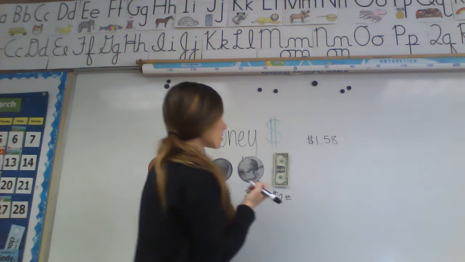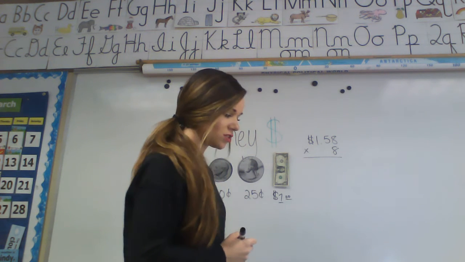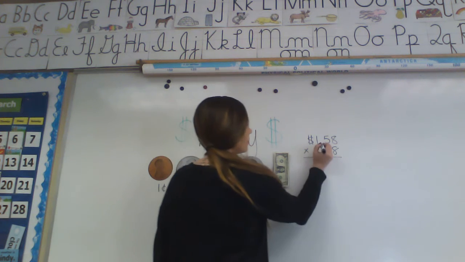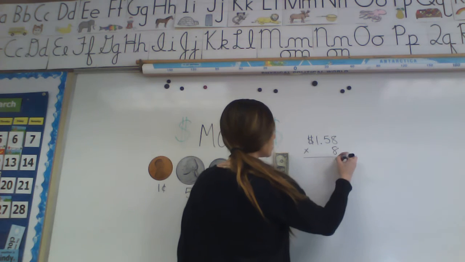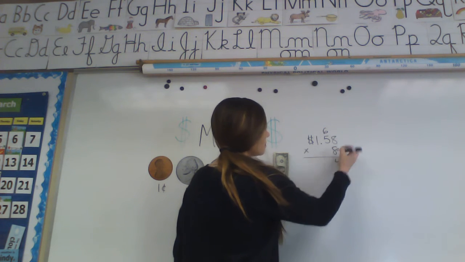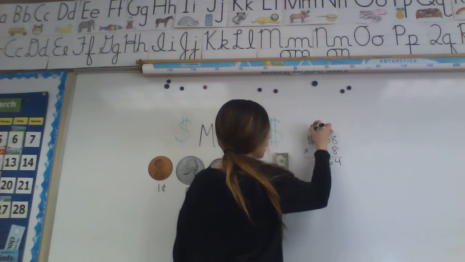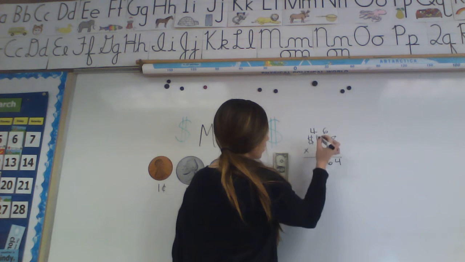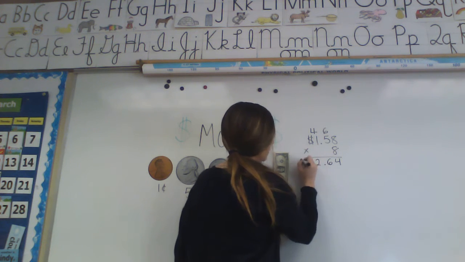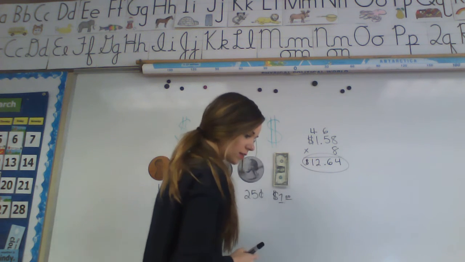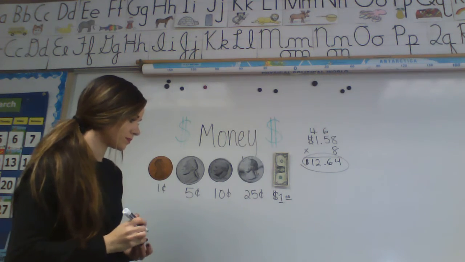Mother bought 8 bags. So we're going to multiply that by 8. How much did she pay all together? So remember, I want you to keep your decimal point so that it doesn't get too confusing. So 8 times 8 is 64. 5 times 8 is 40, plus 6 is 46. Keep your decimal point. 8 times 1 is 8, plus 4 is 12. So all together, she pays $12.64 for all the carrots.